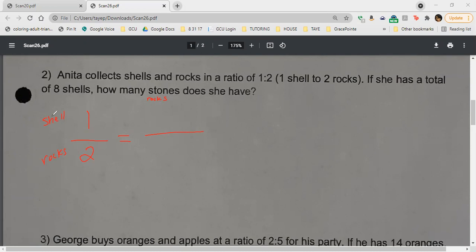And it says 8 shells. So where shells is, I'm going to make sure I'm comparing shells. And I do not yet know how many rocks or stones that she has. So now I'm going to point my arrow to what I don't know. And let me change the color so that you guys can see that a little better. And point my arrow up here in the same direction. So how am I going from 1 to 8? Well, I know that that's by multiplying by 8. So that means down here in the denominator, I need to also multiply by 8. And 2 times 8 is 16. So how many stones does she have, or rocks? 16 rocks.